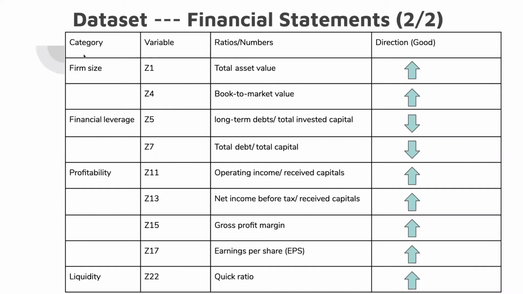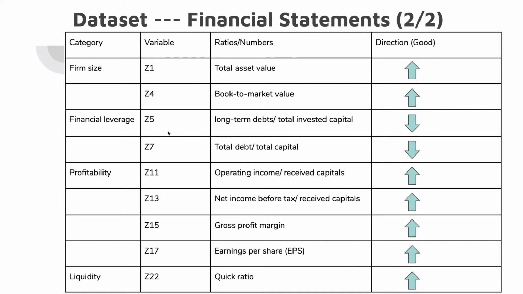And okay, now next to the table. The table shows the 9 ratios. What are they? Basically, each variable corresponds to a ratio. For example, Z1 represents the total asset value, and the direction shows that if the number becomes larger, then it's a good sign for the company.